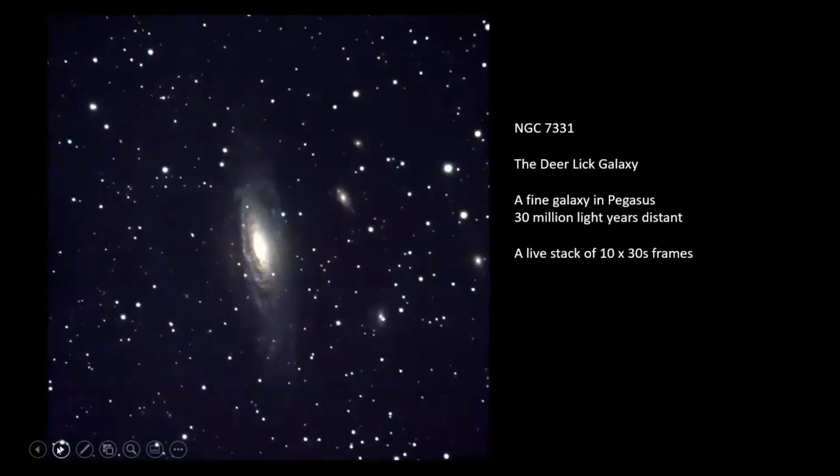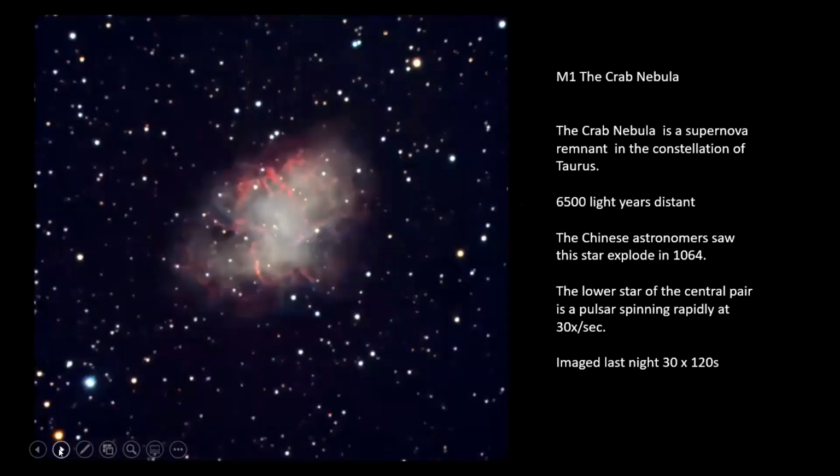This is the Dear Lit galaxy we imaged last night. Again, it's a live stack of 10 by 30 second frames showing the little companion galaxies around it, about 30 million light years distance. We couldn't see this at the time. Mike showed you a picture of the crab. I got a picture of the crab last night as it rose above the trees on my eastern boundary.